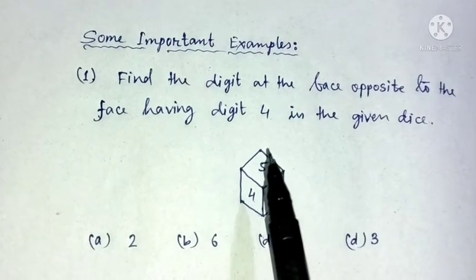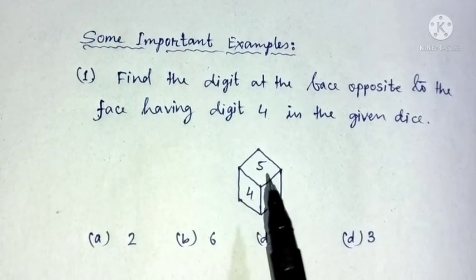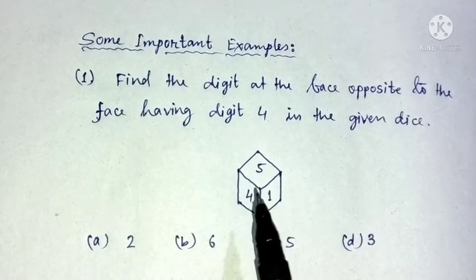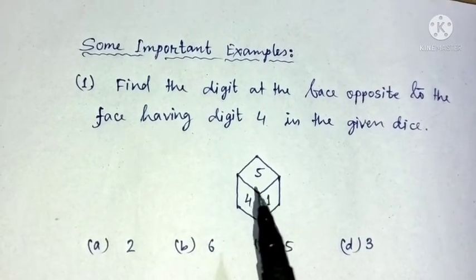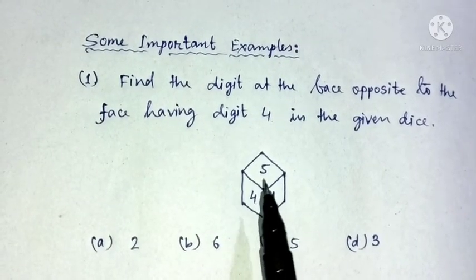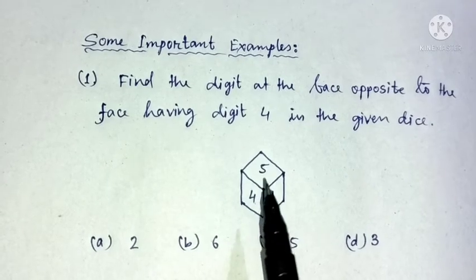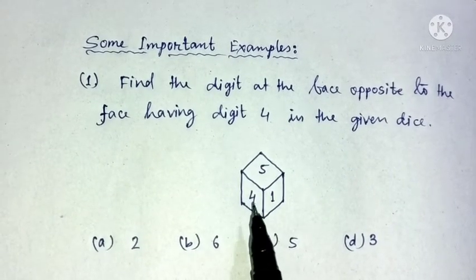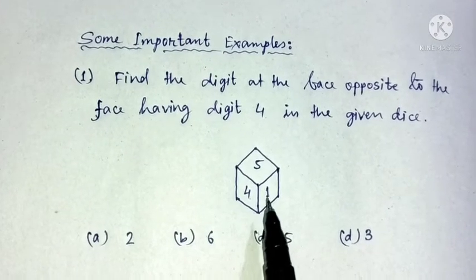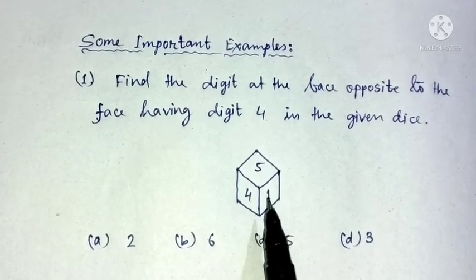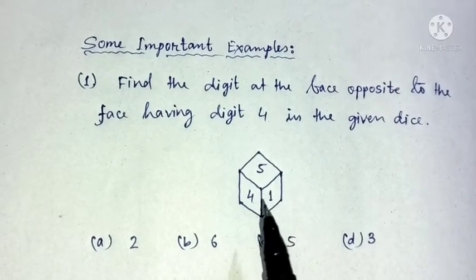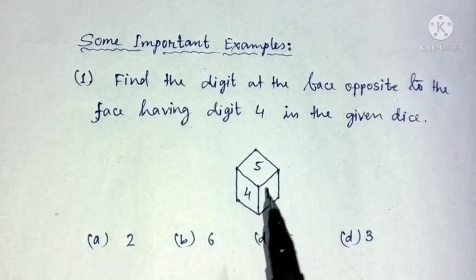Now first of all, it is only one dice and only one position is given, so we have to check whether the dice is standard dice or general dice. For this we have to add the adjacent faces. 5 plus 4 you get 9, 5 plus 1 is equal to 6, as well as 4 plus 1, they are also adjacent, and this is equal to 5. So none is equal to 7, that is why it is a standard dice.